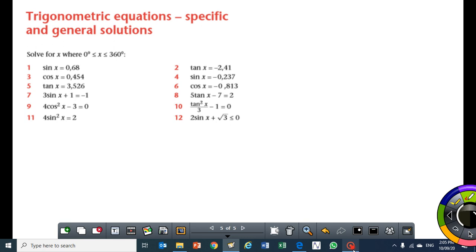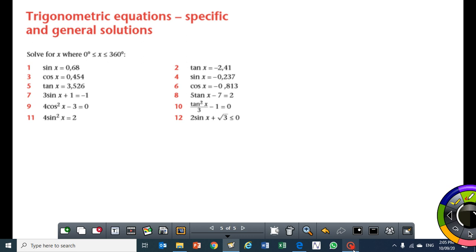Or you need a calculator. Last year, when you were solving trig equations, your theta or your x was between 0 and 90 degrees. Okay? It was between 0 and 90. Now, in grade 11, that will change.